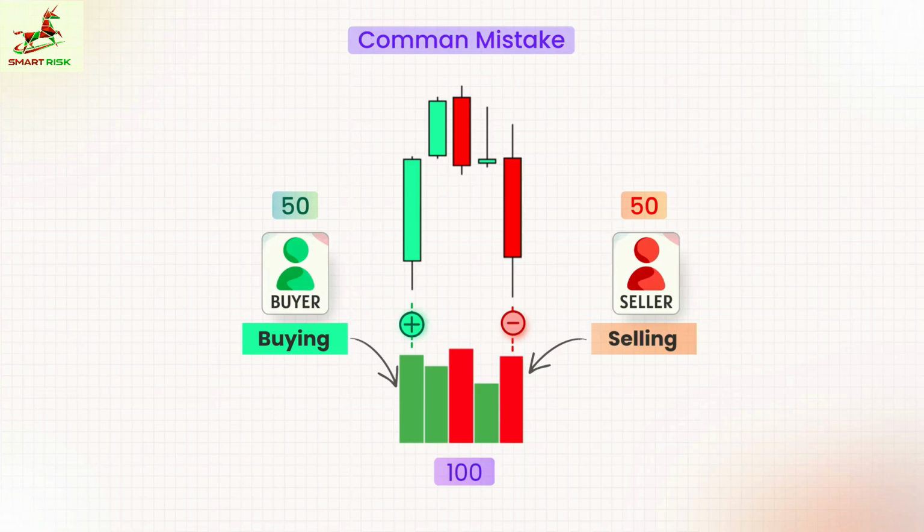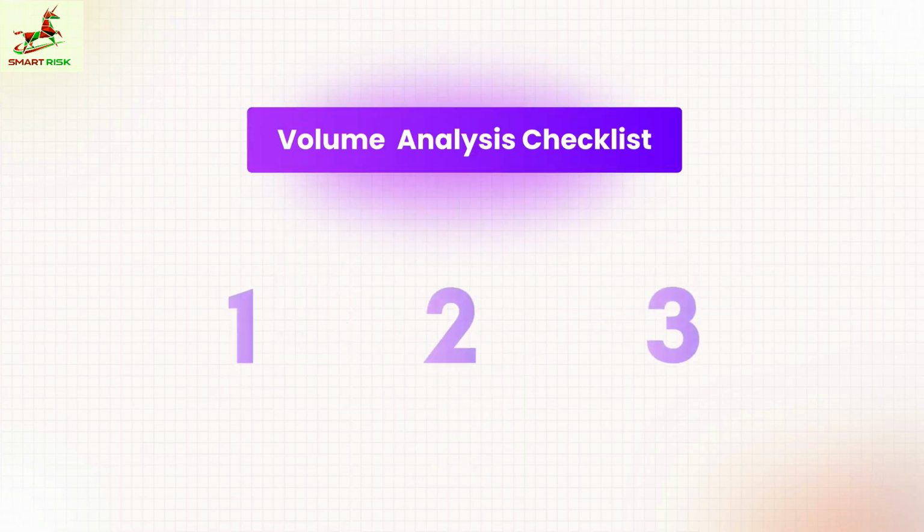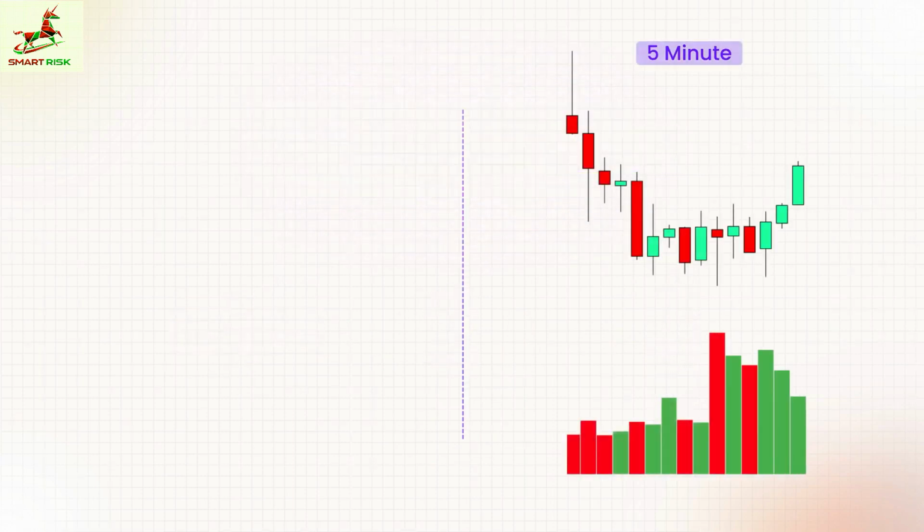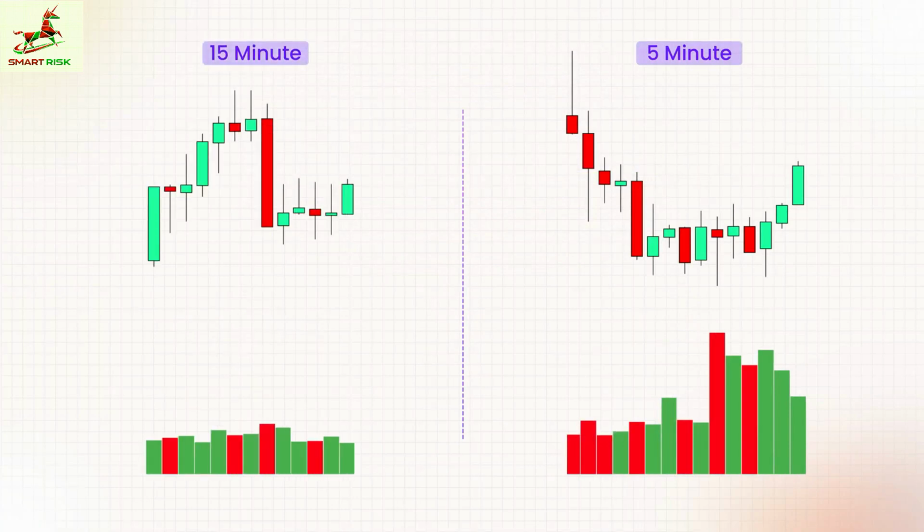Let's now take everything we've learned and turn it into a simple, practical process that you can start using in your trading today. Just follow these 3 steps before every trade. Step 1. Look at the big picture. Before you zoom into any single candle, take a step back. Pull up a 15-minute chart or higher time frame and ask yourself, is overall volume increasing or decreasing? Is there any unusual volume spike that jumps out at you? This big picture view tells you whether overall trader participation in the market is growing or fading. It sets the context for everything else you're about to analyze.